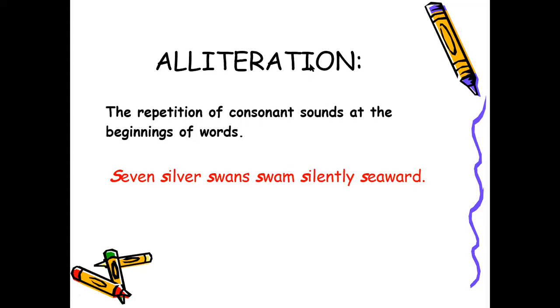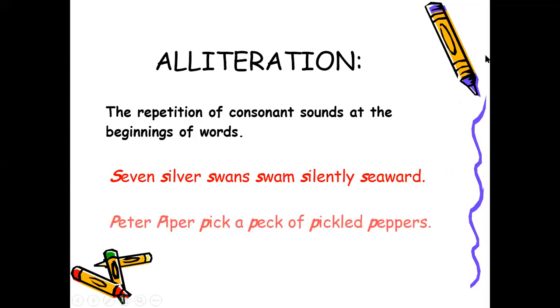So, Peter Piper picked a peck of pickled peppers. And that is a very common one. Peter Piper picked a peck of pickled peppers. That's another alliteration. So alliteration is very simple. Just repeat the same letter. You will be perfect.